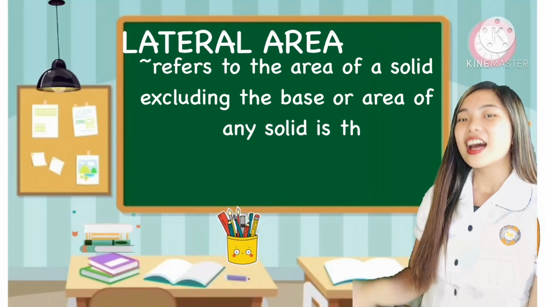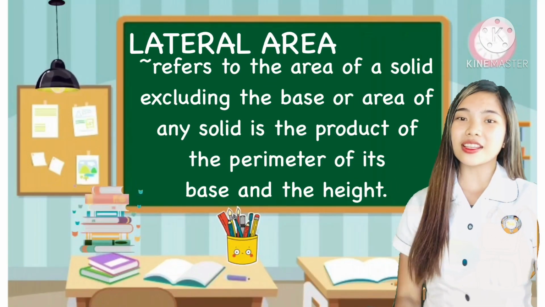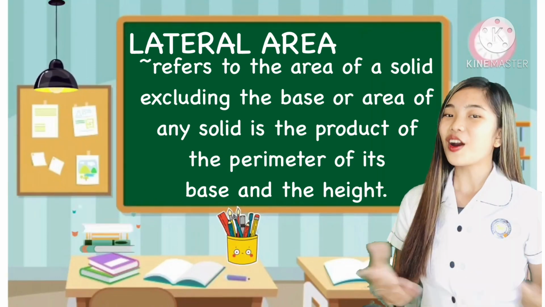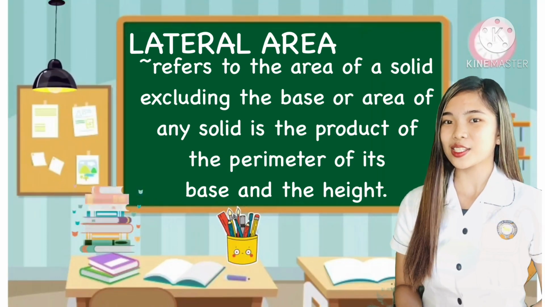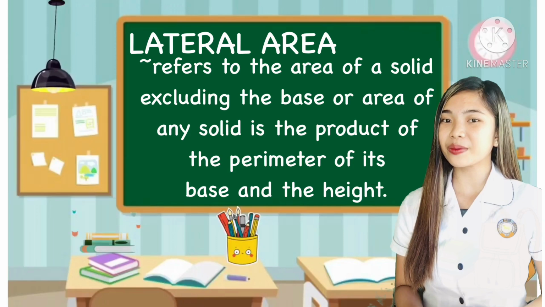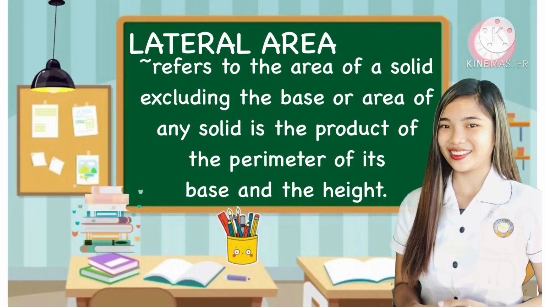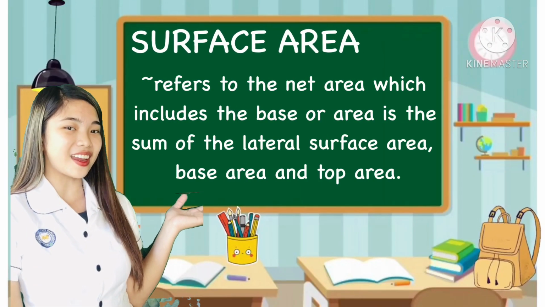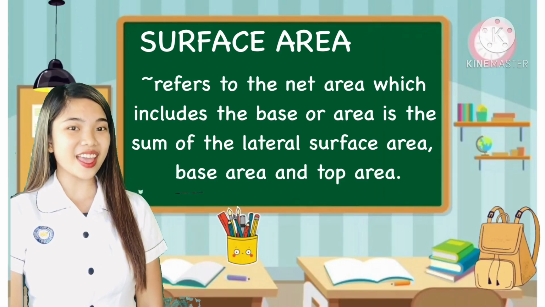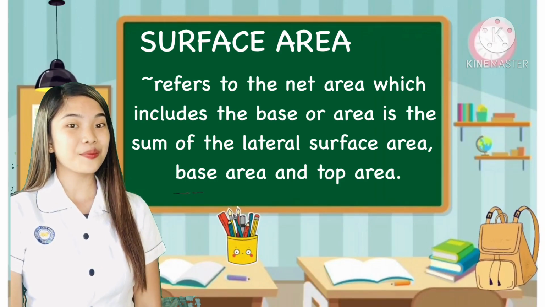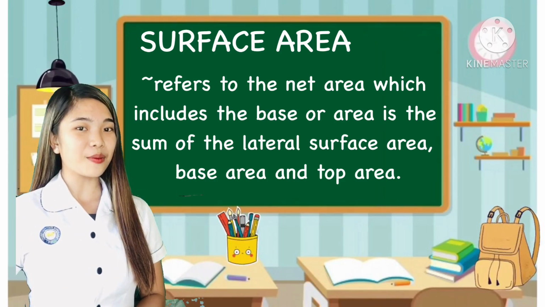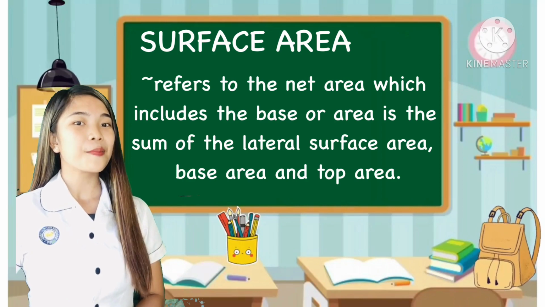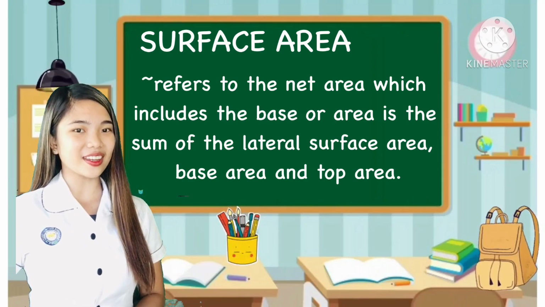Lateral area refers to the area of a solid. It is the product of the perimeter of its base and the height. The total surface area refers to the net area which includes the base, or it is the sum of the lateral surface area, base area, and top area.